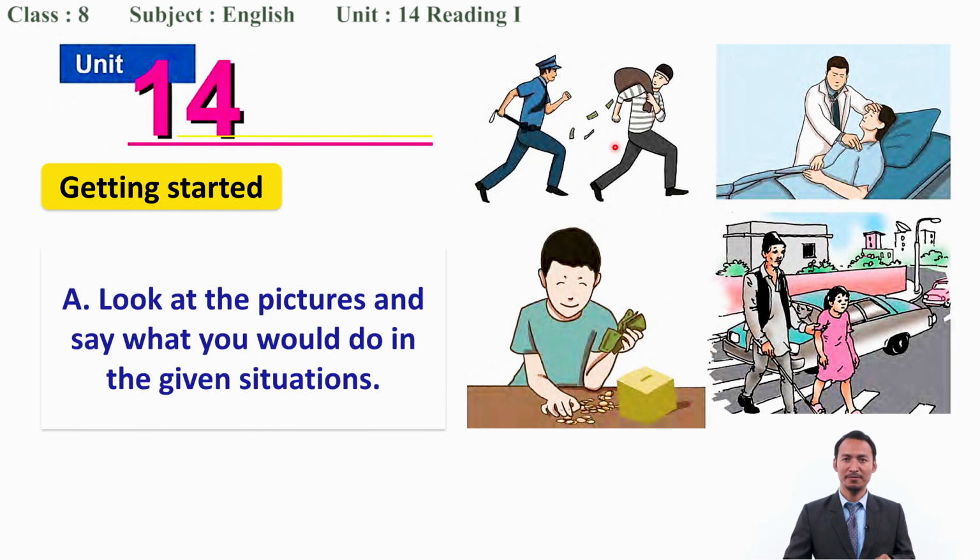So let's talk about the first one. In this situation, if you saw someone stealing money and running away, what would you do? Yes, you would call the police, right? So what you should say is, I would call the police. You can say once again: if I saw someone stealing money, I would call the police, right?